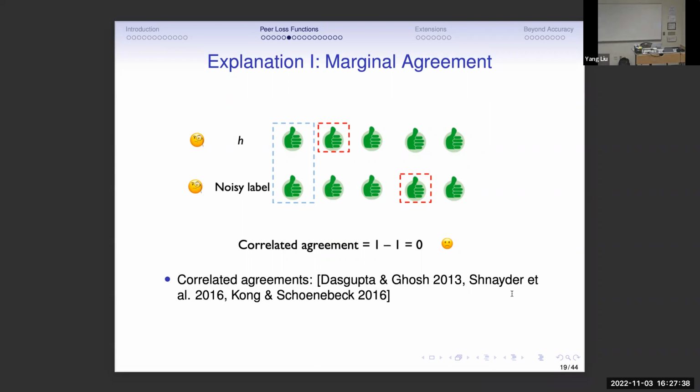And I tend to think about this as capturing the marginal agreements, and it has a deep connection. Only after this paper did I realize it has a deep connection to information theory, which I'm going to explain shortly. But this notion has appeared in the crowdsourcing literature, which is called the correlated agreements. You're trying to check the agreements between two information sources, but only in a correlated way.